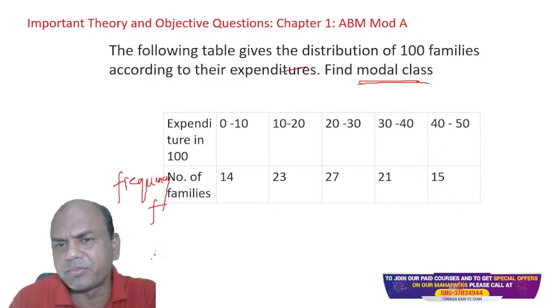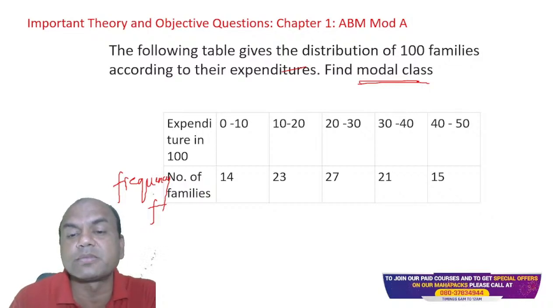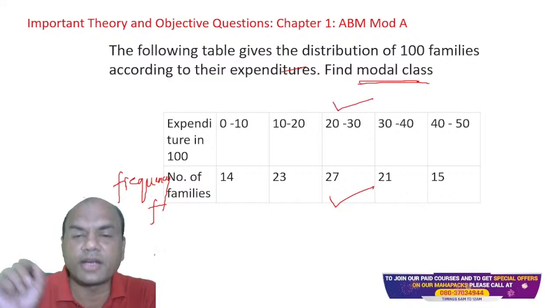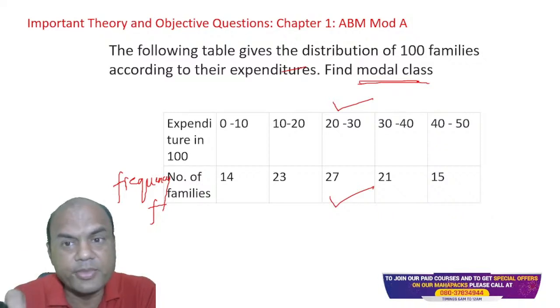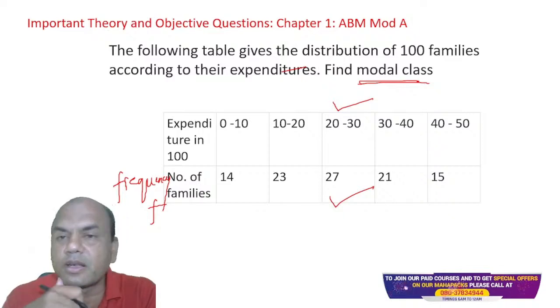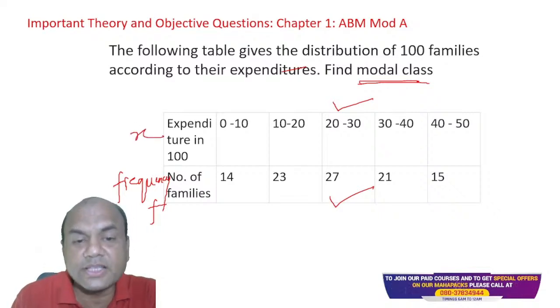Mainly mode. So mode means what? Which occurs the maximum number of times. So who is occurring the maximum number of times? 27. So which is the modal class? This is my modal class. Got it? Simple. Modal class, remember, is always the one occurring the maximum number of times. And this other part is known as X. We always call this X. This is a class.